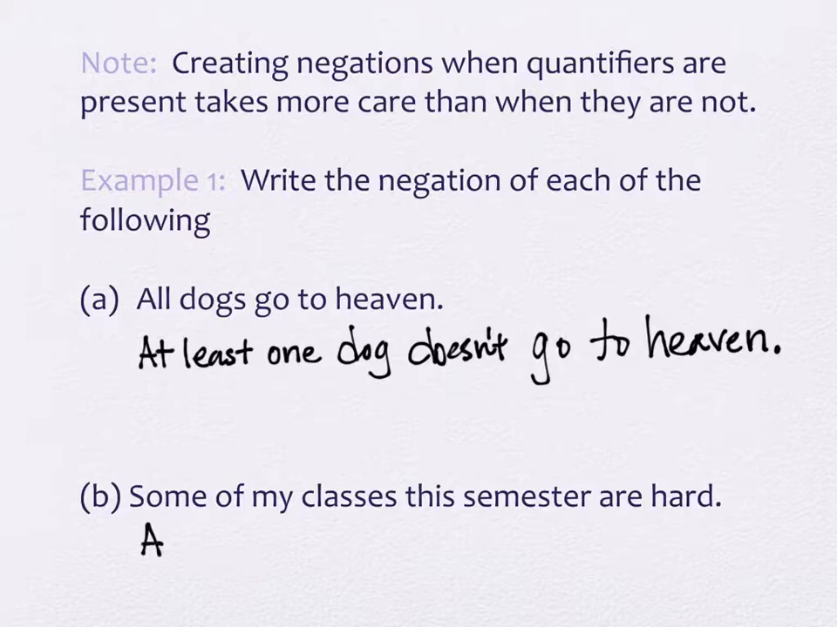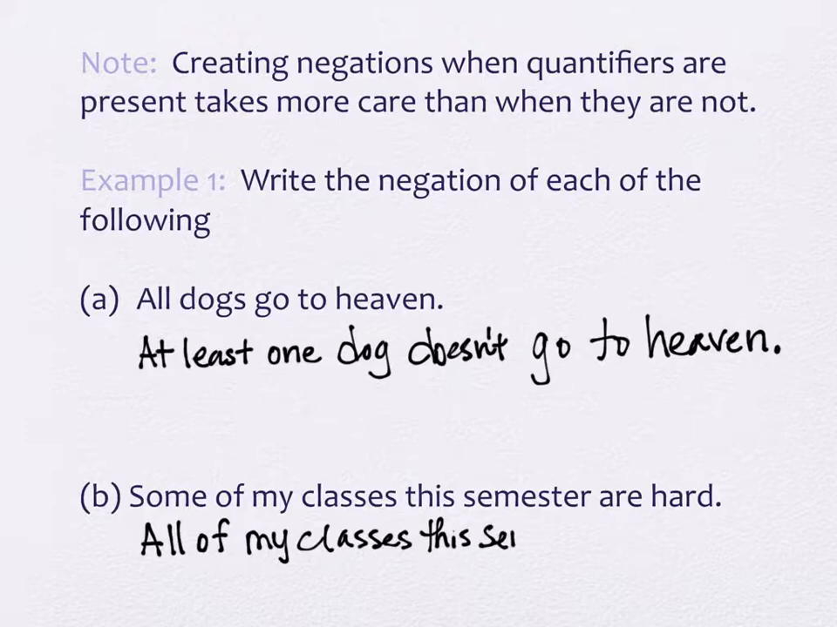So we could write all of my classes this semester are not hard. There is one other way we could write this. The one that you actually just gave. Is it Katie? Yes. Okay, I'm cheating, but I've got a list. The one that Katie gave is the most natural way to say what this negation is. But there is another technically correct way to say it, so I would like to show it to you.